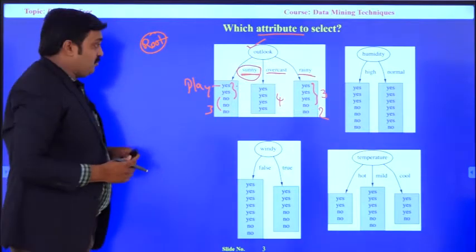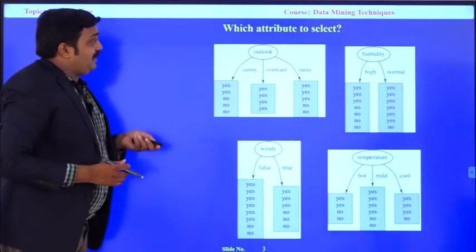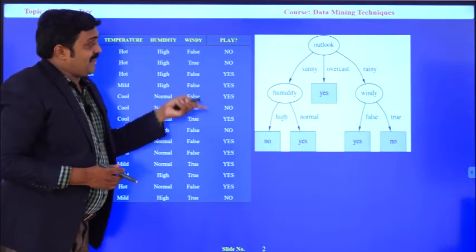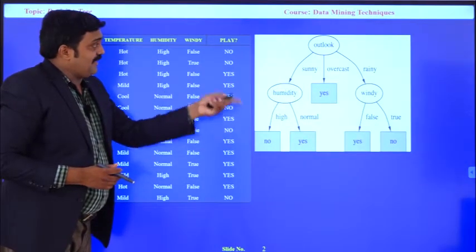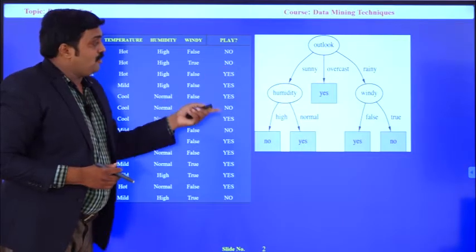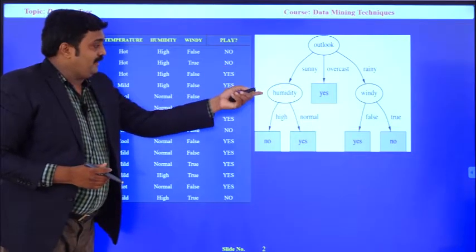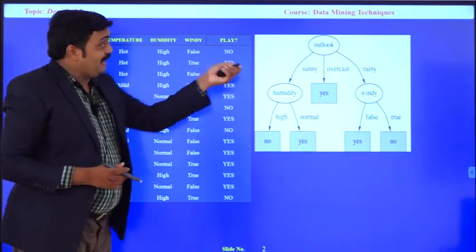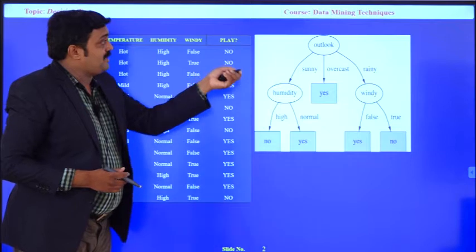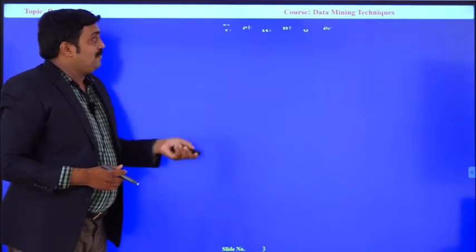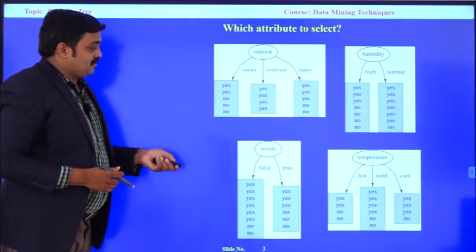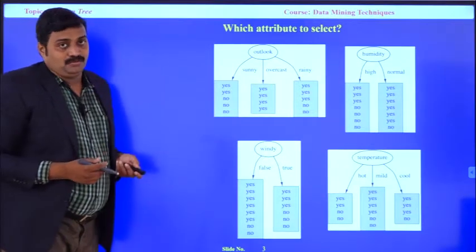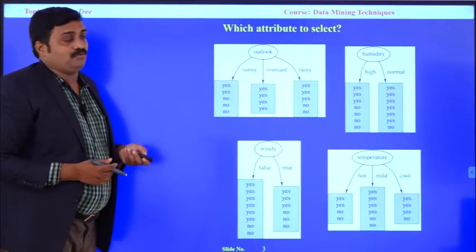So to get the final output of this example, outlook is the root node, with humidity, wind, and classes yes or no. Now, why am I going to choose outlook as the root node based on these values? Now I am going to tell you how to choose the best attribute.